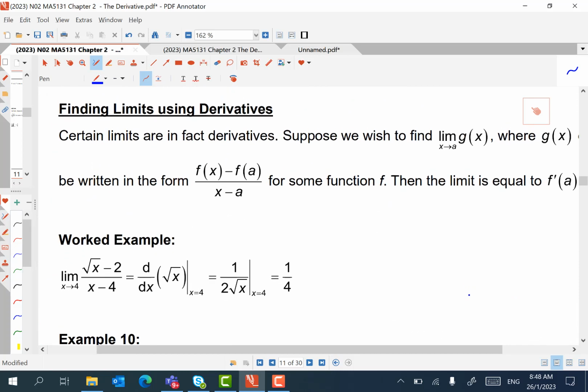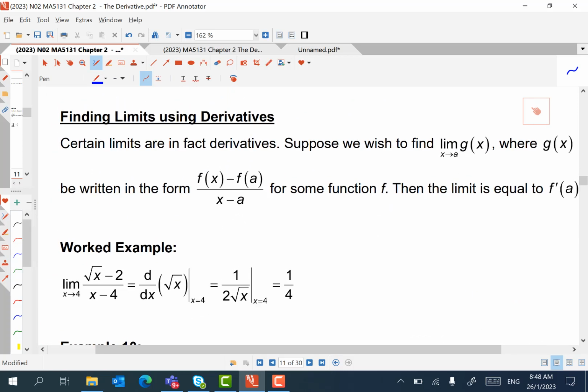Okay, class. Why do you think this example is like that? Why do you think it's true? To see this, let f(x) be the square root of x, and then we have f'(4), which is the limit as x goes towards 4 of (f(x) minus f(4)) over (x minus 4). To see this, you want to actually look at this sentence.